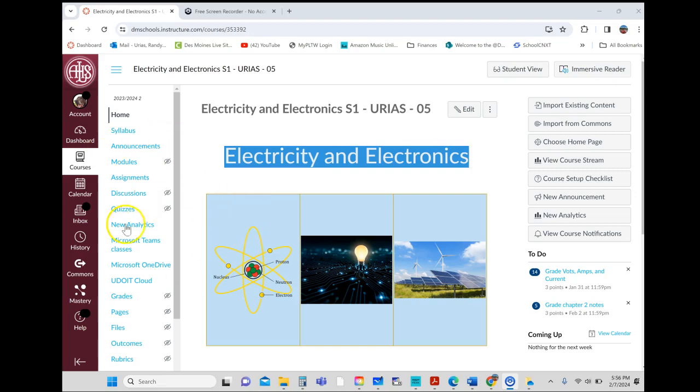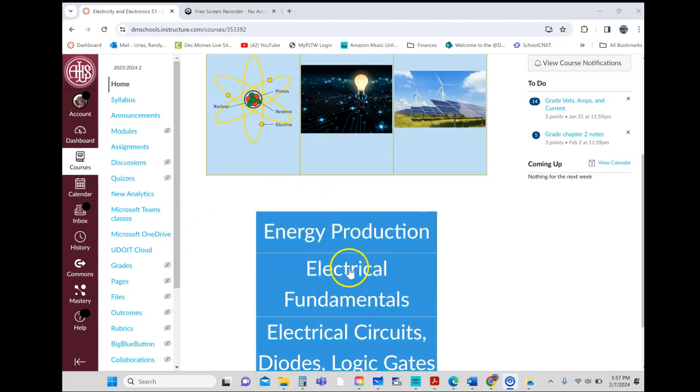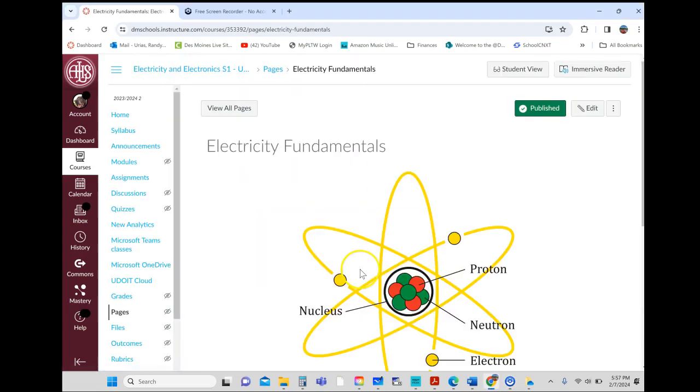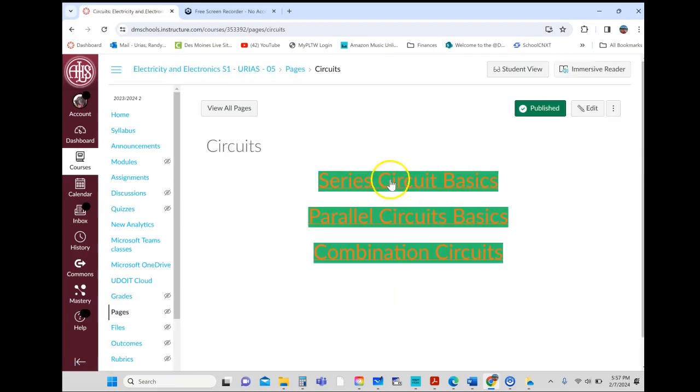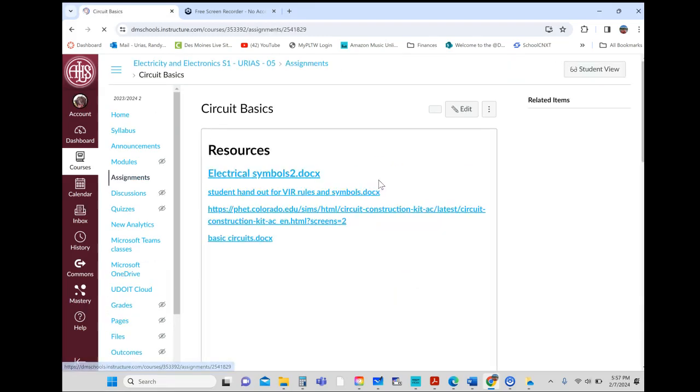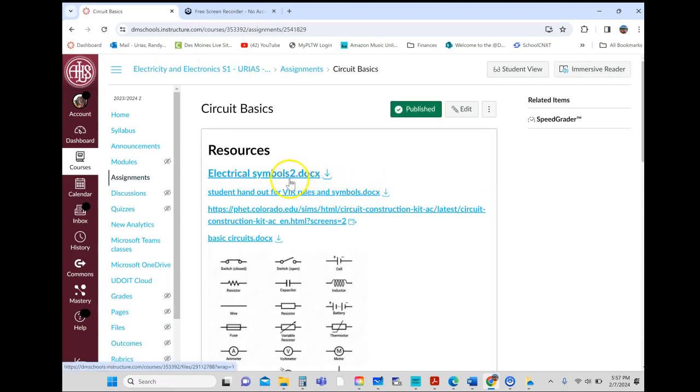On Canvas, make sure you are on our homepage and then come to the electrical fundamentals. Scroll down to circuits and then click on series circuit. Make sure that you have this document downloaded. This is a symbols document. I do want you getting used to what the symbols look like. Download this document. This document is a student handout and shows you the VIR rules, voltage, current, and resistance rules, and symbols.